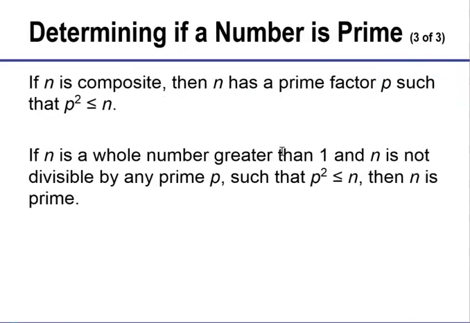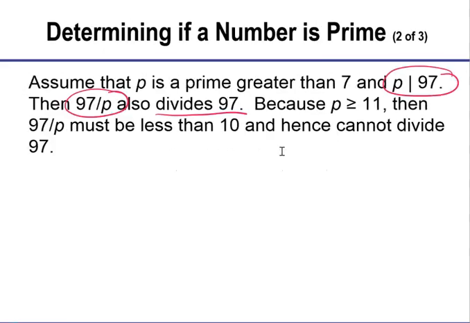What does that mean? Well, if n is composite, then, wait, we didn't finish. What does that mean? That means 97 is prime, okay? So I know where the last of that page went, but that means 97 is prime.